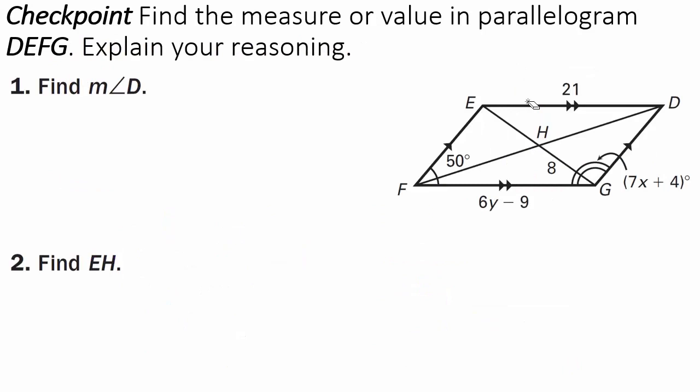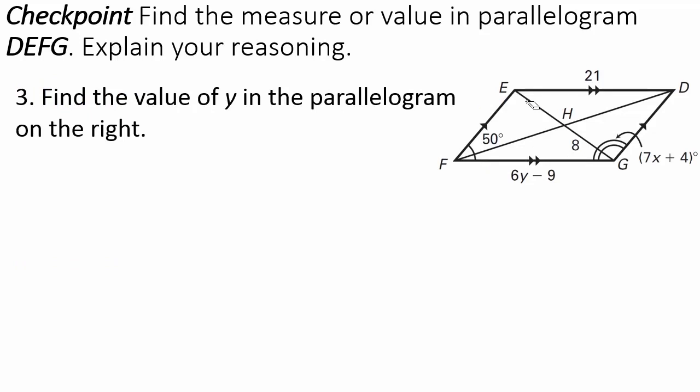All right, checkpoint problems number 1, 2, 3, and 4 are yours. In checkpoint problems number 1 and 2, we are finding the measure or value in a parallelogram DEFG, and we have to explain our reasoning. So checkpoint problem number 1 asks you to find the measure of angle D, and checkpoint problem number 2 asks you to find EH. Checkpoint problem number 3, using the same parallelogram DEFG, we are asked to find the value of y in the parallelogram. Checkpoint problem number 4, using the same parallelogram DEFG, we are asked to find the value of x in the parallelogram.